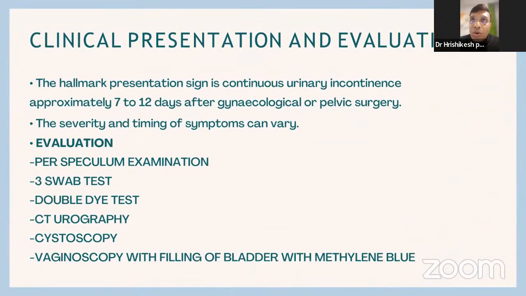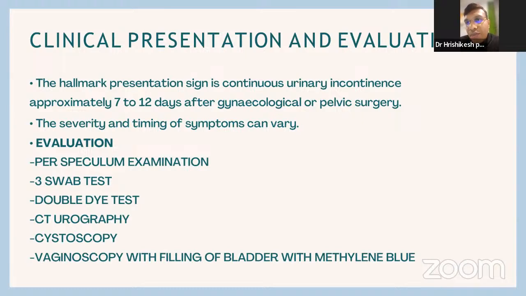The patient presents to you mostly from 8 to 12 days with the complaint of continuous urinary leak, incontinence. You have to evaluate first with the per speculum examination. You can do a three swab test with methylene blue, or a double dye test, that is with the methylene blue and pyridium. If it's a ureteric fistula, then we get an orange dye on the cotton. If we are getting the methylene blue dye on the cotton, it's mostly the VVF.